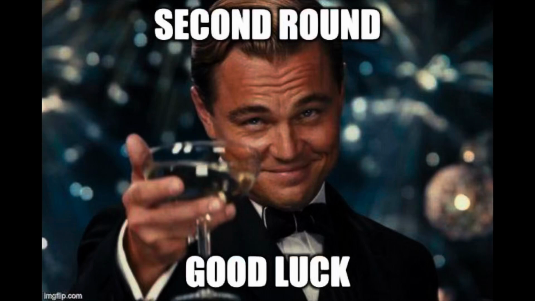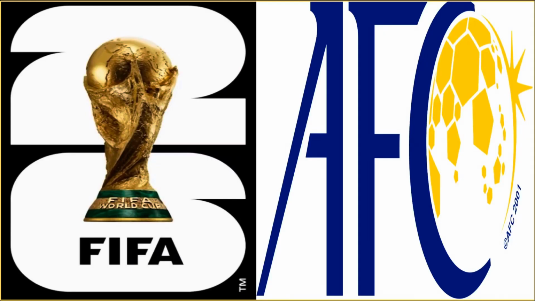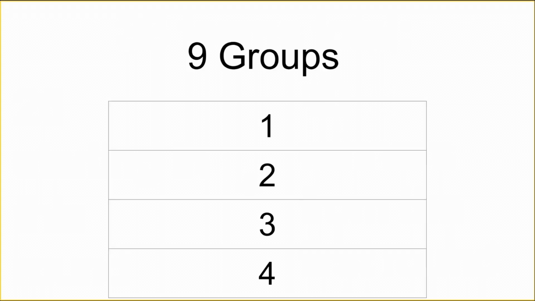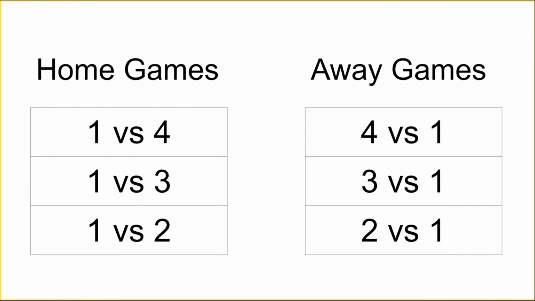The second round of AFC's 2026 World Cup qualifiers begin this month. 36 teams, 26 automatically starting in this round, and then 10 that qualified from the first round, are split into 9 groups of 4 teams where each team will face each other in a home and away style.